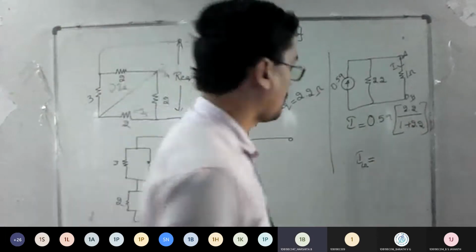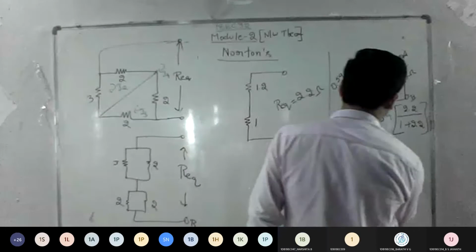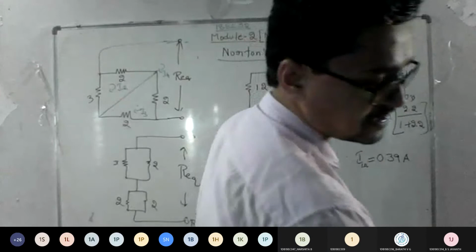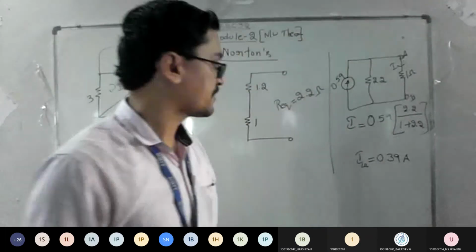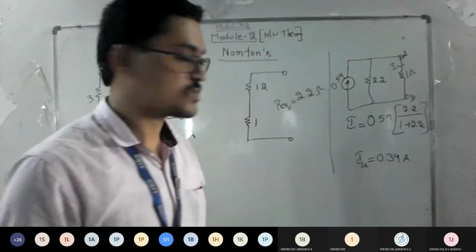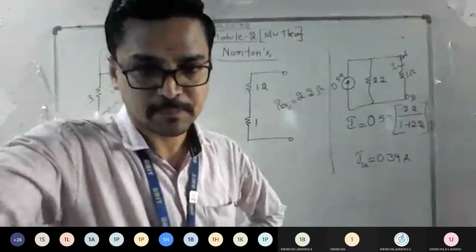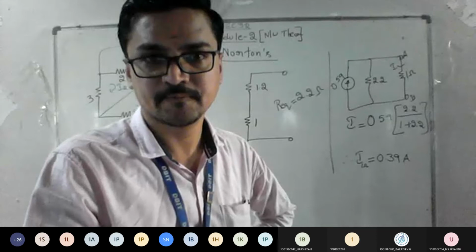0.39, sir. 0.39. Positive, so it means upward. So whatever assumption we have made is correct. So 0.3. What about the logic of your Norton's now? Is it fine here? Norton's current logic? Yes, sir.